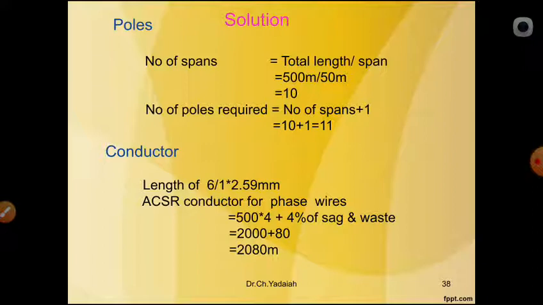After that, we are going to find the conductor. The ACSR conductor we have already assumed, ACSR conductor for the phase wires. Here how much distance? Half kilometer, 500 meters into 4: R phase, Y phase, B phase, and at the same time we are using the street light also. So 4 lines except neutral. Plus 4% wastage and sag purpose, 4% extra. So after doing this, we get 2080 meters of 6 by 2.59 mm ACSR conductor, that is the phase conductors.